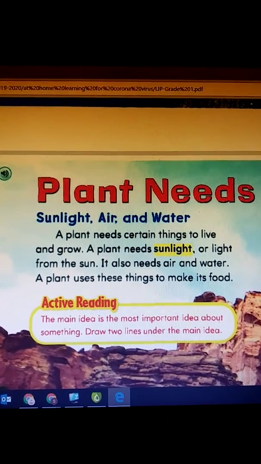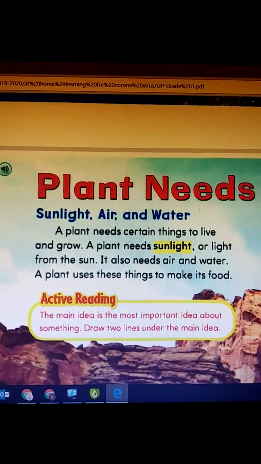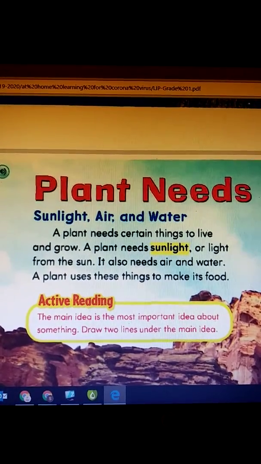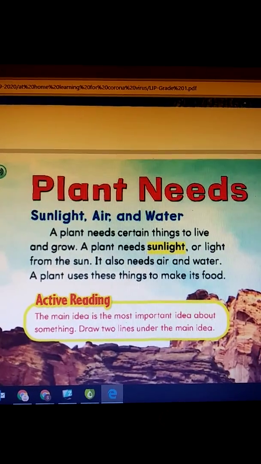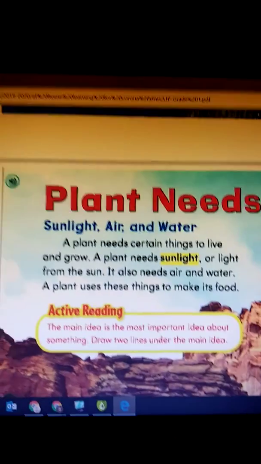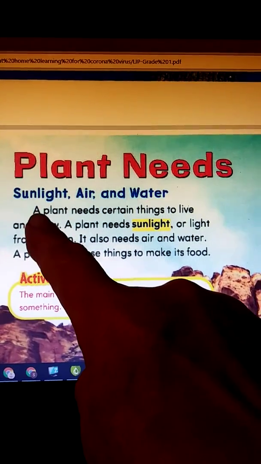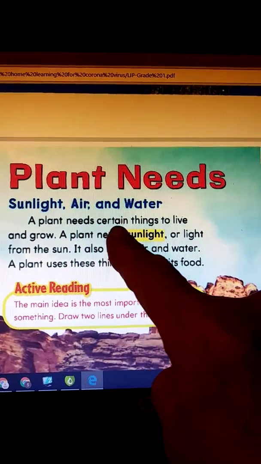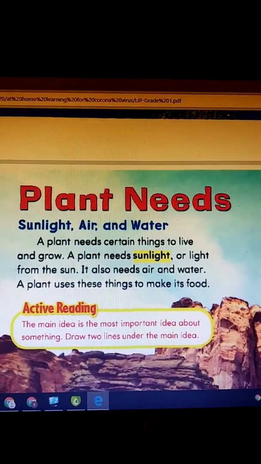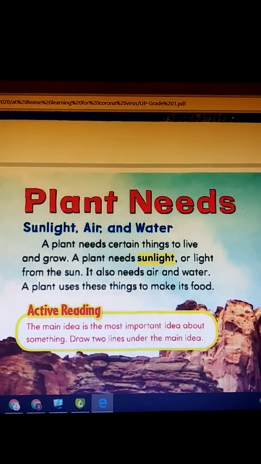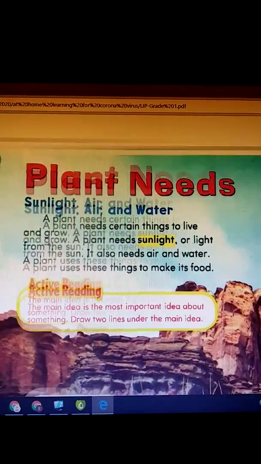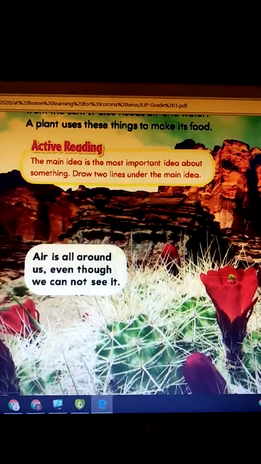What would be the main idea about this page? Remember, the main idea is the most important thing on the page in the paragraph. The main idea would be a plant needs certain things to live and grow. Those are the needs. Go ahead and write that down on your paper, as that is the main idea.